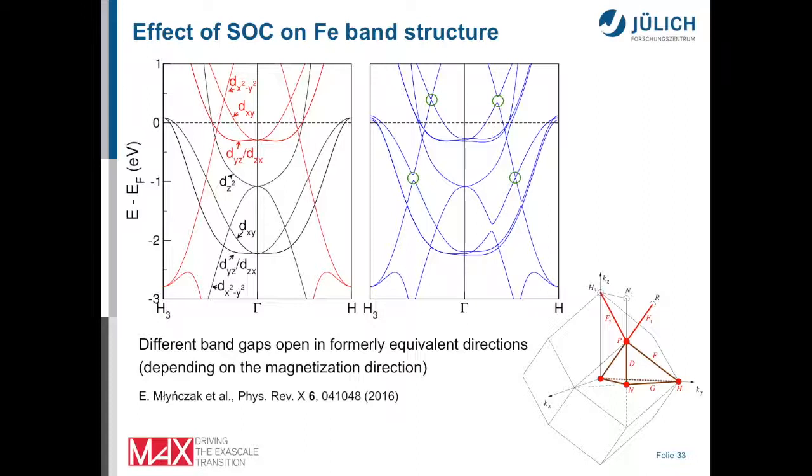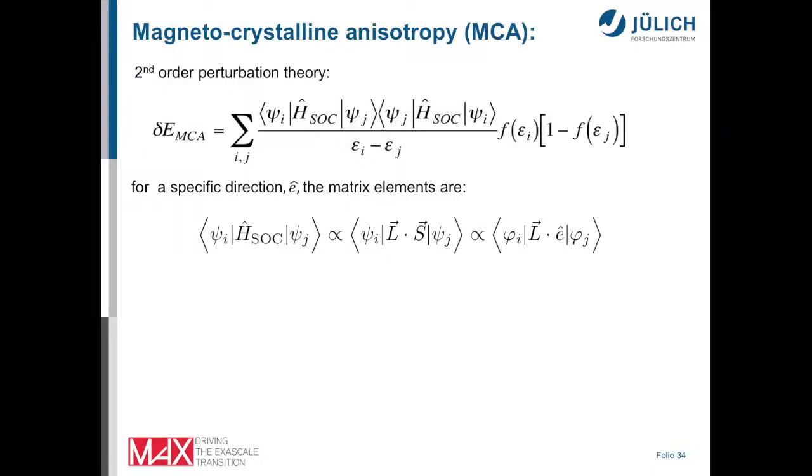So in two different spatial directions, you get different hybridizations. And then if you think about the effect on the total energy in second order perturbation theory, you can write it now like this. You can look at all states i and j, and how they interact now due to the spin-orbit coupling, and whether they give rise to a splitting or not.